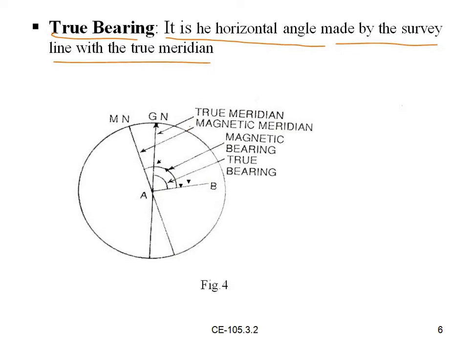So here we can see the diagram. The first one is true meridian. So the first one is called true meridian. This is the north direction faced.